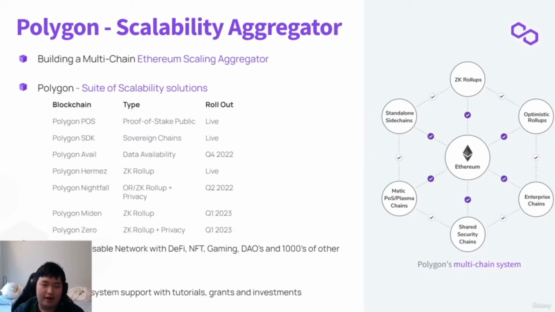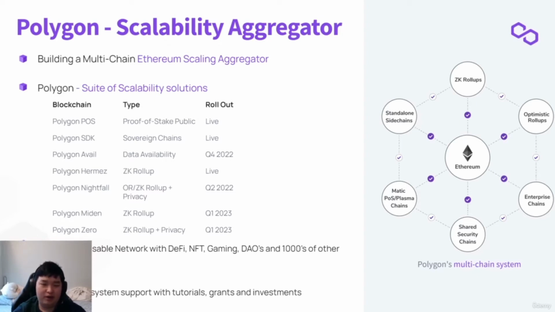What Polygon effectively is, is a multi-chain Ethereum scaling aggregator, because these different means of scaling are so diverse. We have so many different technologies that we can use to help you scale, and different projects have different scaling needs. We have a lot of different blockchains for you.